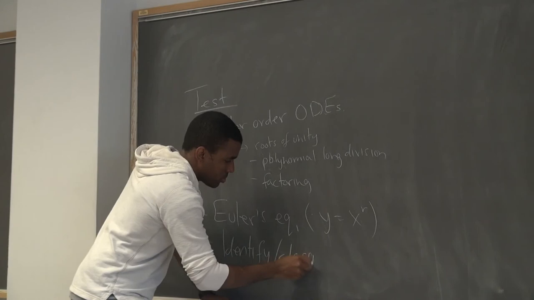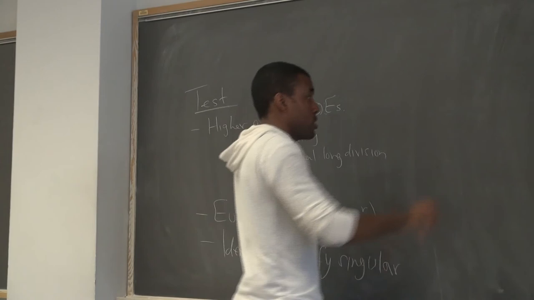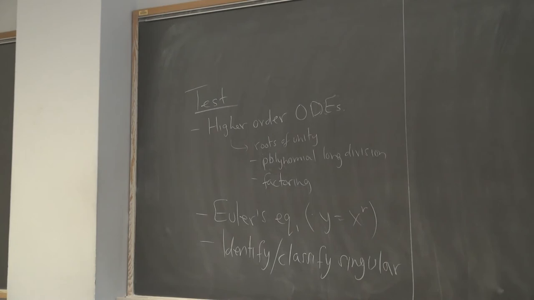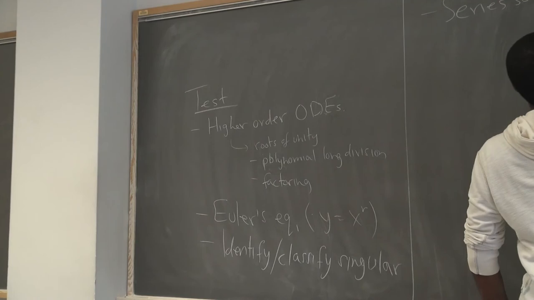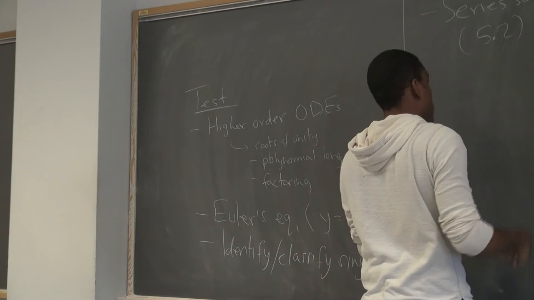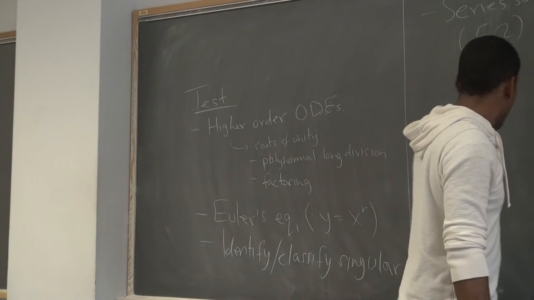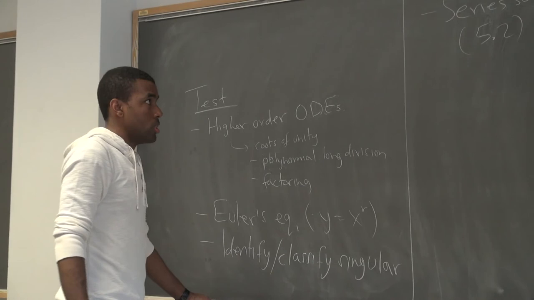Be able to identify a singular point and tell me whether it's regular or irregular. I won't ask you to find a series solution about an irregular point, only series solutions about ordinary points. That's section 5.2. What else is there? So a bunch of these: Euler's equations, singular points, series.